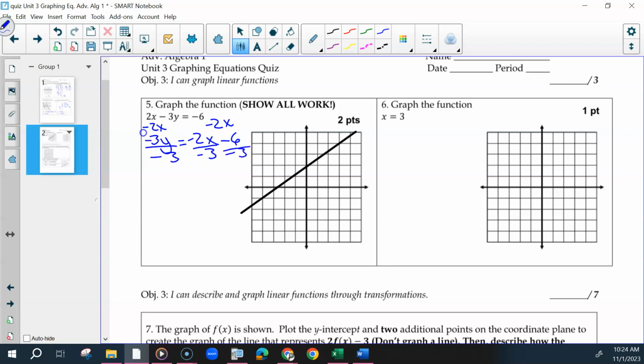I forgot this line was over here, but to get y equals 2/3 x plus 2, where we have a y-intercept of 2, and then we would go up 2, to the right 3, excuse me. So if you did it this way, you should have as many points as possible.